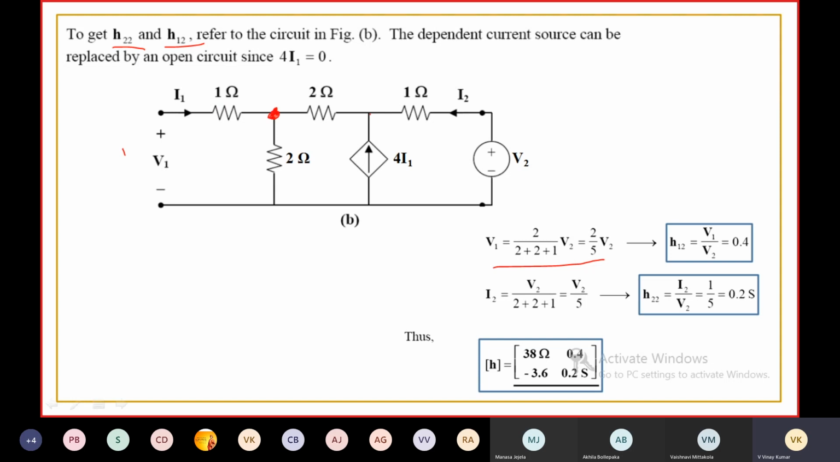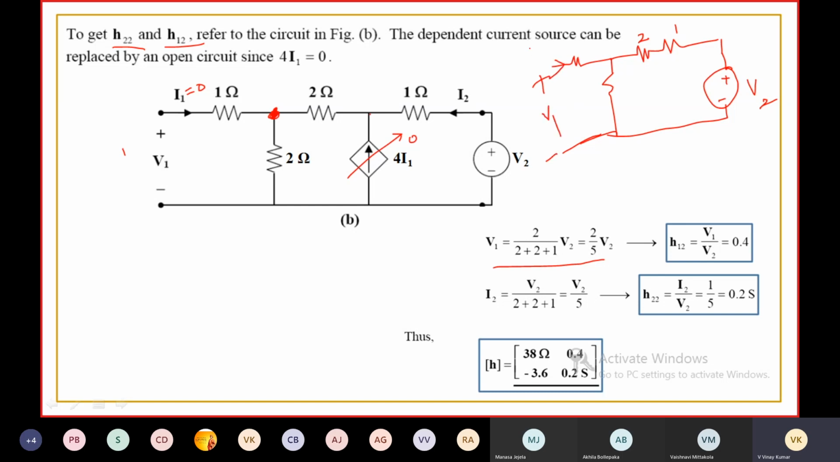See, do one thing here. You open circuit port 1. If you open circuit port 1, I1 will be 0. If I1 is 0, this current source 4 into I1, 4 into 0, will become 0. Then you're going to have the network like this: 2 ohms, 1 ohm, then this is V2. Then the voltage at this point with respect to this point is V1.